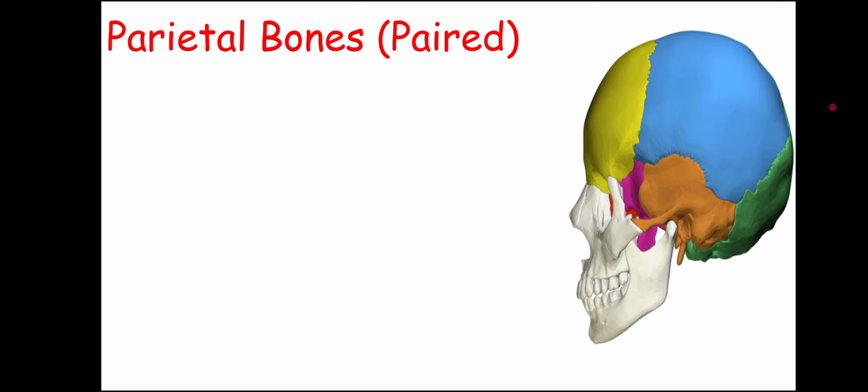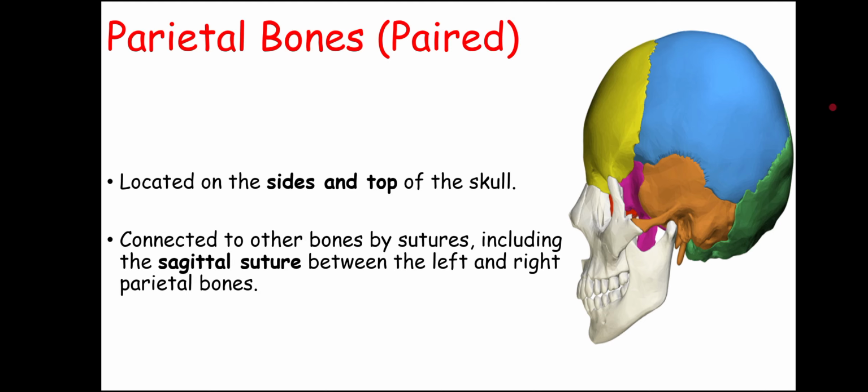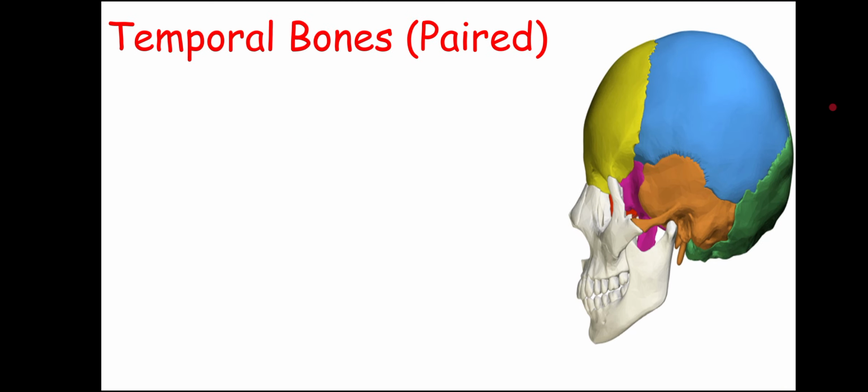Now let's talk about the second bone of the neurocranium, that is the parietal bone, that is a paired bone. That means there are two in every skull, and they are located on the sides and top of the skull. They are connected to other bones by sutures, including the sagittal suture, that is between the left and right parietal bones, and also to the other bones.